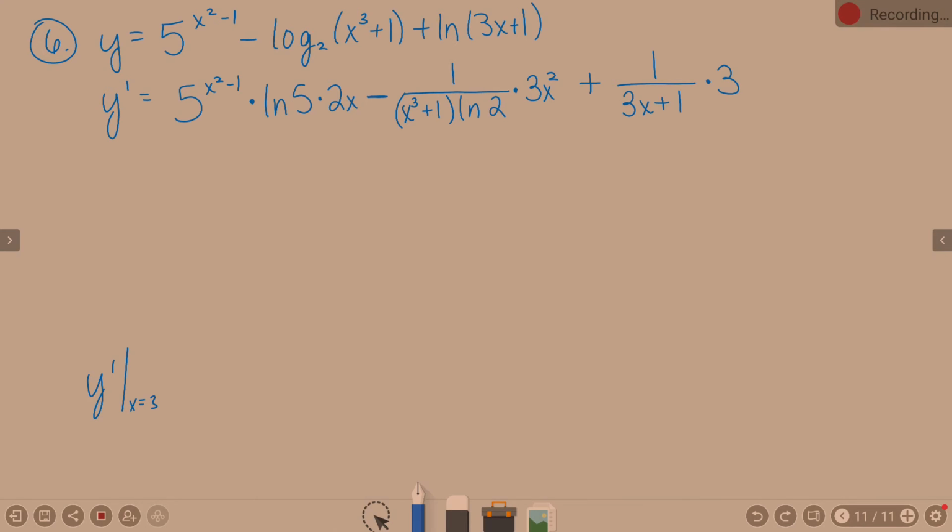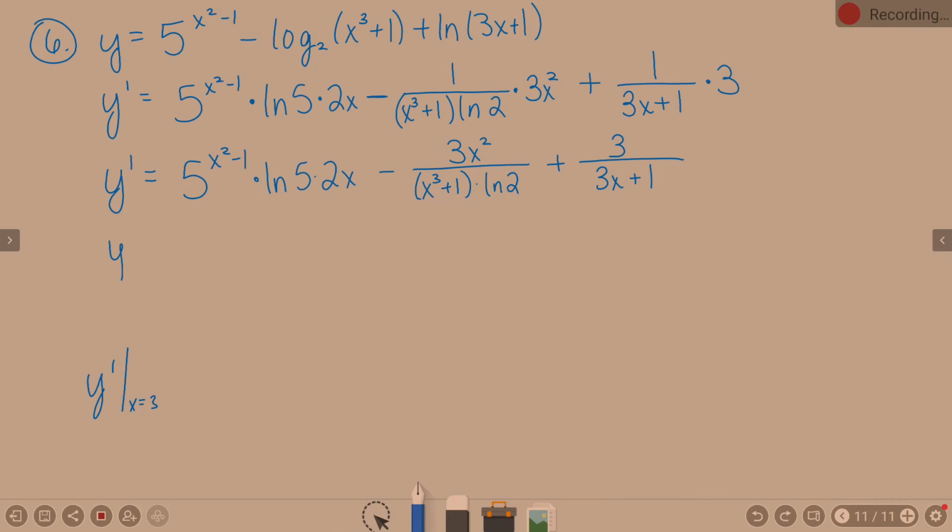Now, I would do some cleanup here. Did I clean up the first part at all? I didn't really. In hindsight, I'd write that in a different order, but I just left it as this: 5 to the x squared minus 1 times natural log of 5 times 2x. Minus, I can make this a fraction and put 3x squared over x cubed plus 1 times natural log of 2, plus, and then over here I can say 3 over 3x plus 1. That's our derivative.